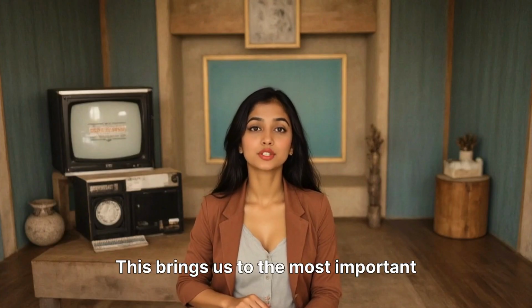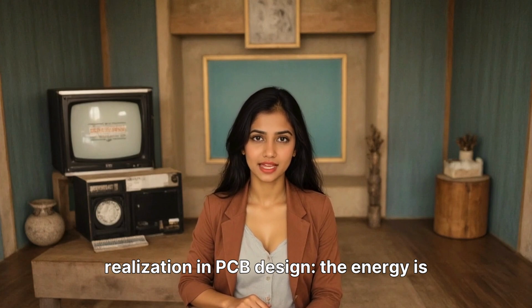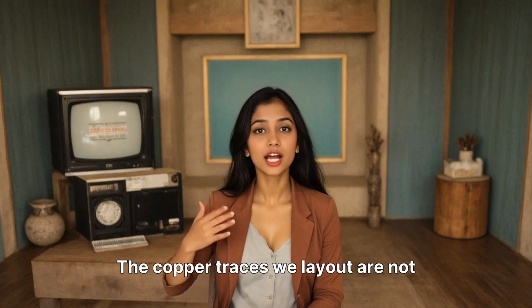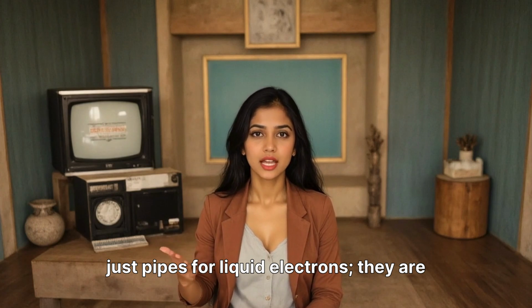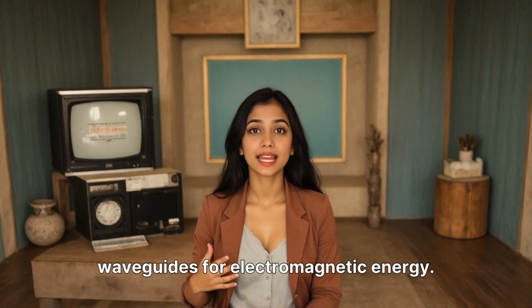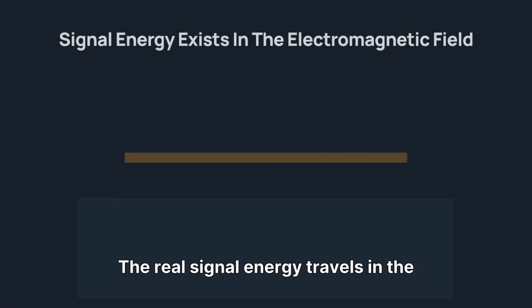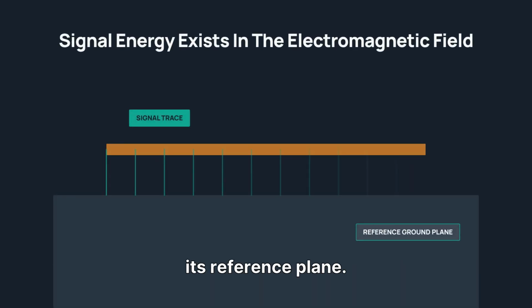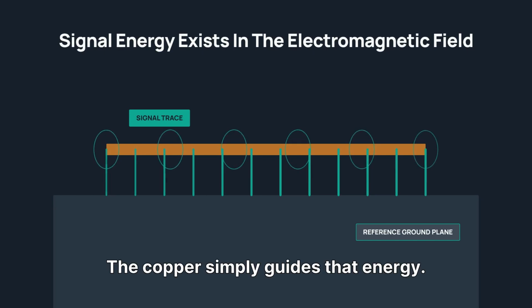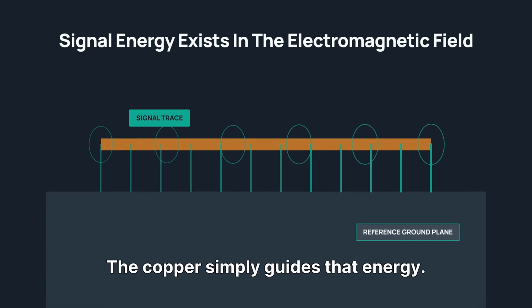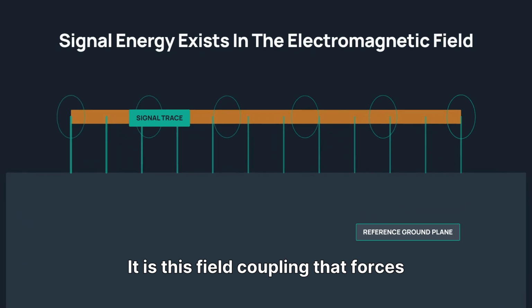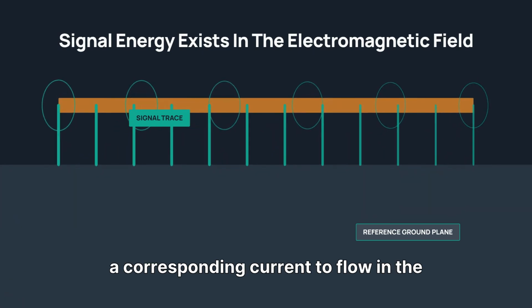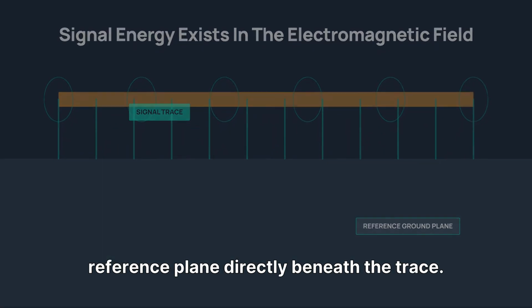This brings us to the most important realization in PCB design. The energy is in the field. The copper traces we lay out are not just pipes for liquid electrons. They are waveguides for electromagnetic energy. The real signal energy travels in the electromagnetic field between the signal trace and its reference plane. The copper simply guides that energy. It is this field coupling that forces a corresponding current to flow in the reference plane directly beneath the trace.